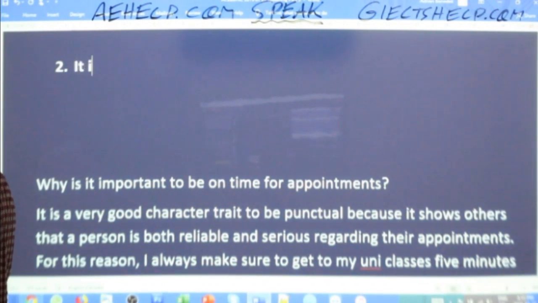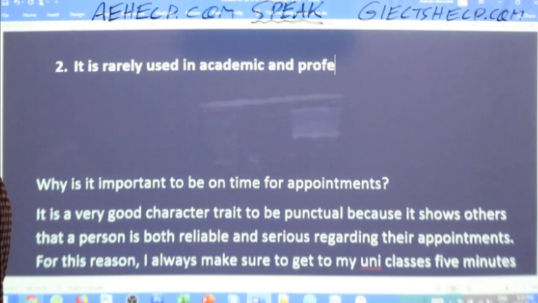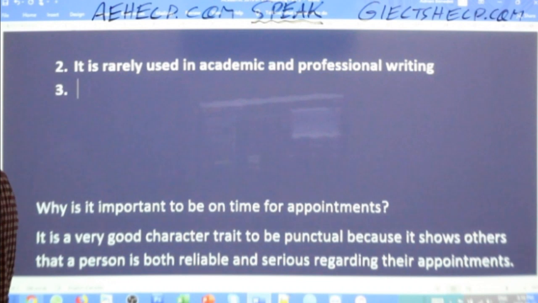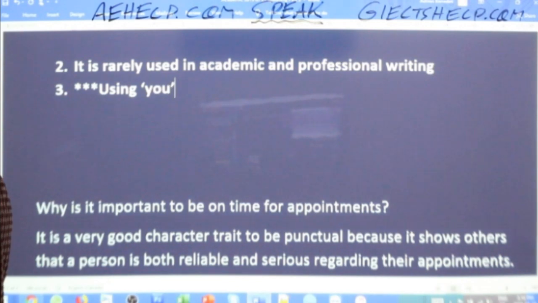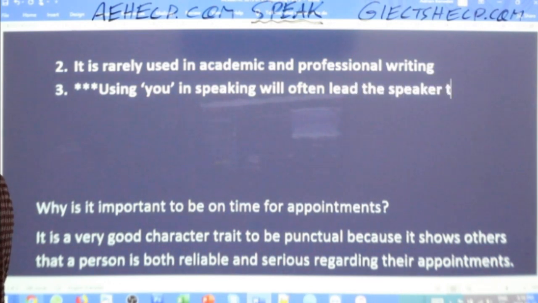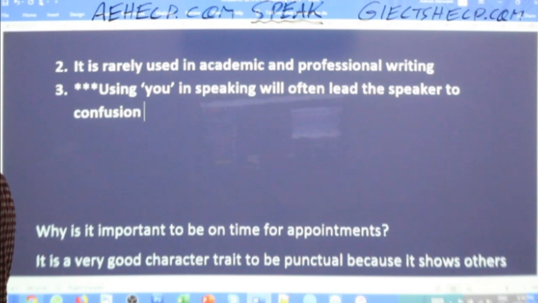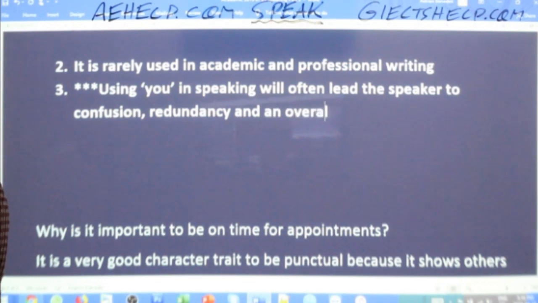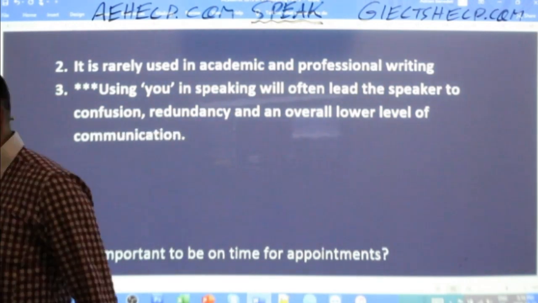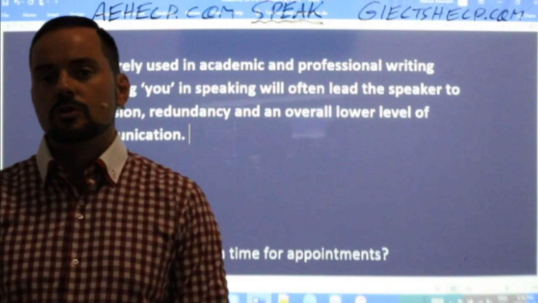Okay. Number two, it is rarely used in academic and professional writing. And very importantly, there is a third reason. Using "you" in speaking will often lead the speaker to confusion, redundancy, and an overall lower level of communication. So, that's a very good piece of advice for those who do business in English as well.